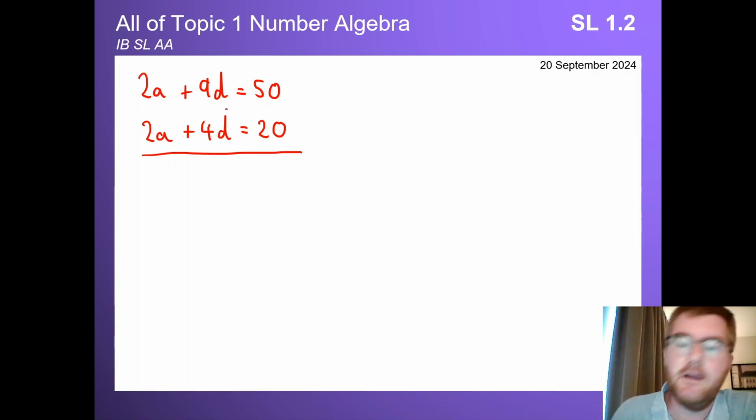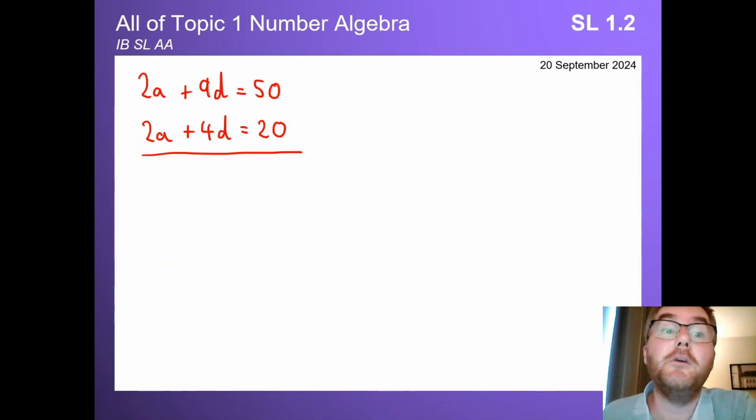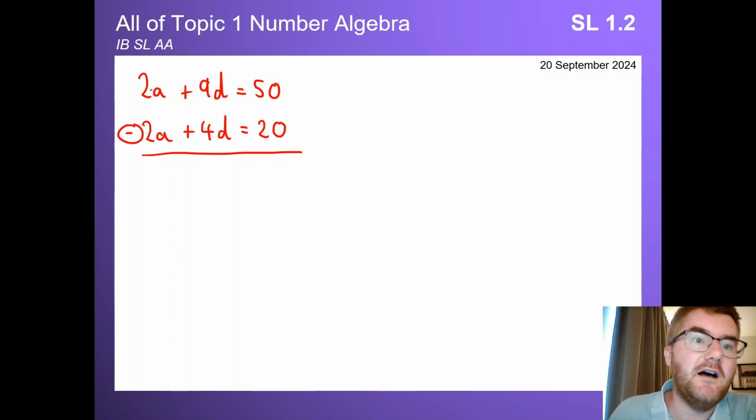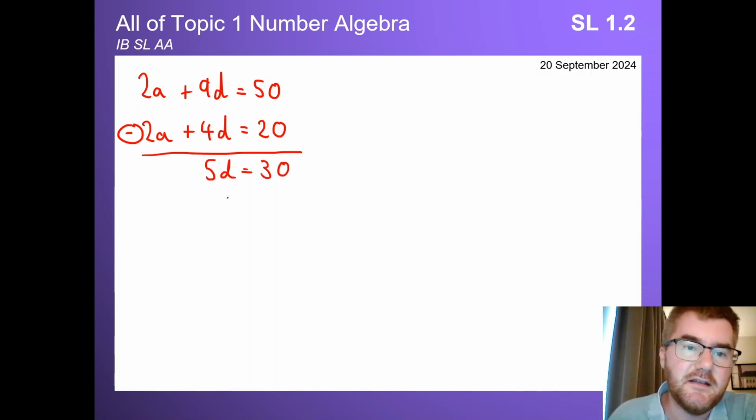Now, the easiest way of solving this, making sure we've copied this across properly, is we can subtract one from the other here, which is fantastic. 2a minus 2a disappears. 9d minus 4d is 5d, and 50 minus 20 is 30. Therefore, d is equal to 6. So now d is equal to 6, then we can work out the first term here.